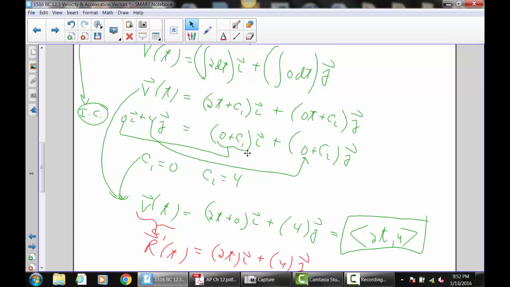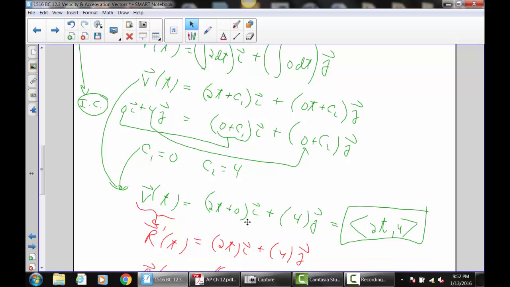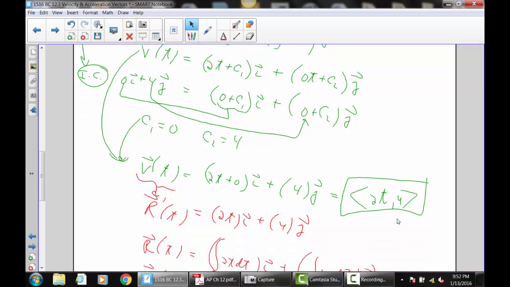Since these are equivalent vectors, the x coordinates would have to equal one another. So 0 would have to equal 0 plus c1, which means c1 is 0. And then the y component coefficients would have to be the same. 4 would have to equal 0 plus c2, so c2 is 4. So I now know that my velocity vector is this, replacing my c2 by 4 and my c1 by 0. So the velocity vector turns out to be the vector 2t, 4.